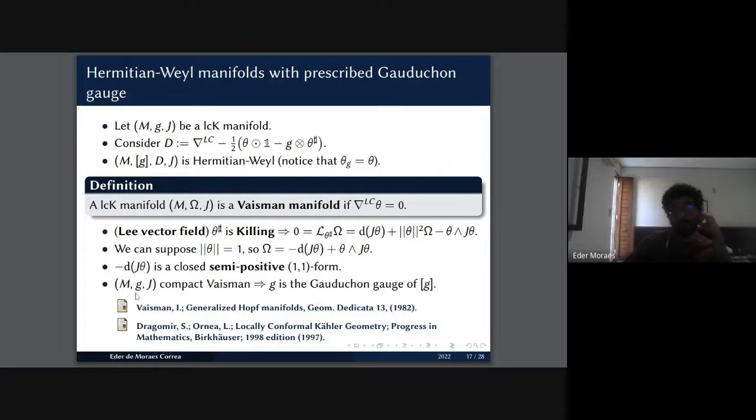Now if you have a Weismann manifold and we apply the construction which I have described, we obtain a Hermitian Weyl manifold, and the Gauduchon gauge inside the conformal class of the associated LCK metric is exactly the metric with which we started. In this way, if you have a Weismann manifold, we can construct a Hermitian Weyl structure for which we know the Gauduchon gauge. Here we have some references for this basic fact.